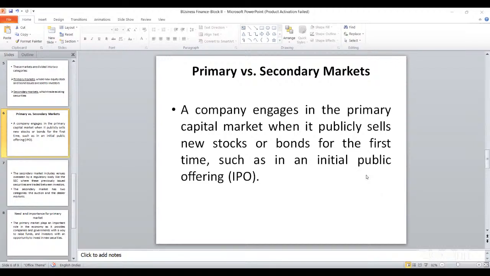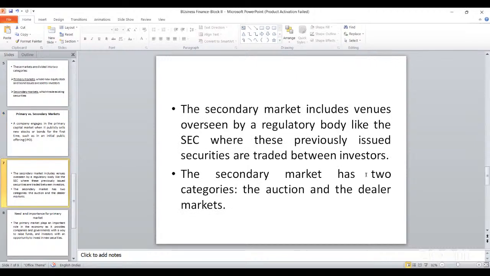Coming to the next, that is your secondary market. The secondary market includes venues overseen by a regulatory body like the SEC, the Securities and Exchange Commission, where previously issued securities are traded between investors. And the secondary market has two categories, the auction and the dealer markets. Okay.